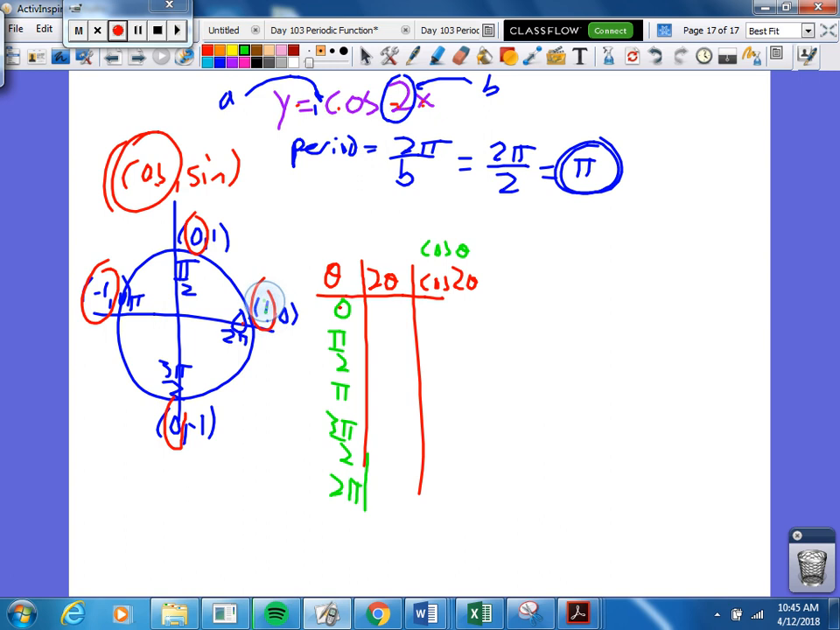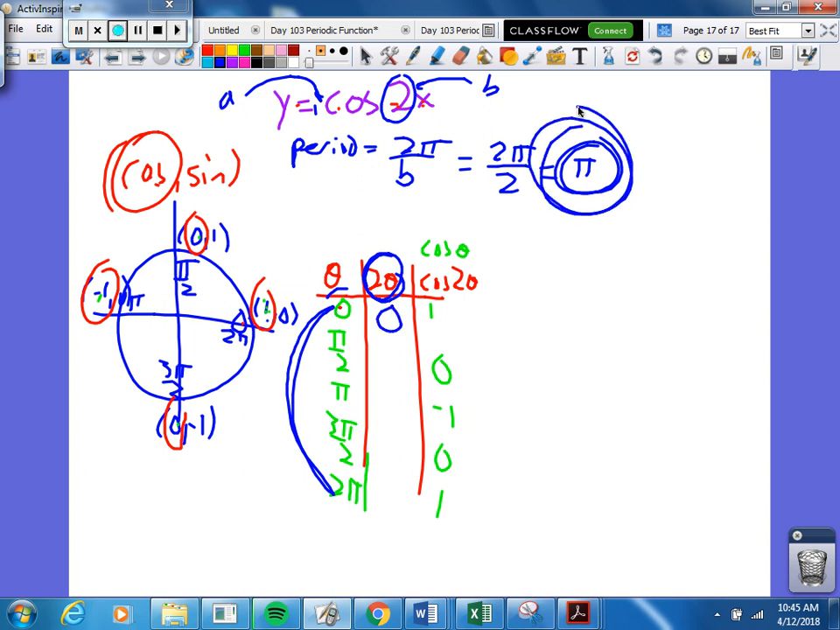Okay, so cosine of 2 theta, nothing changes, so it's the same values as cosine of theta. So it's going to be 1, 0, round the circle, -1, 3 pi over 2 is 0, and back to the beginning, 2 pi is 1. Okay? Now, what is going to change is the period. So now I'm not going from 0 to 2 pi. I'm going from 0 to pi over here.